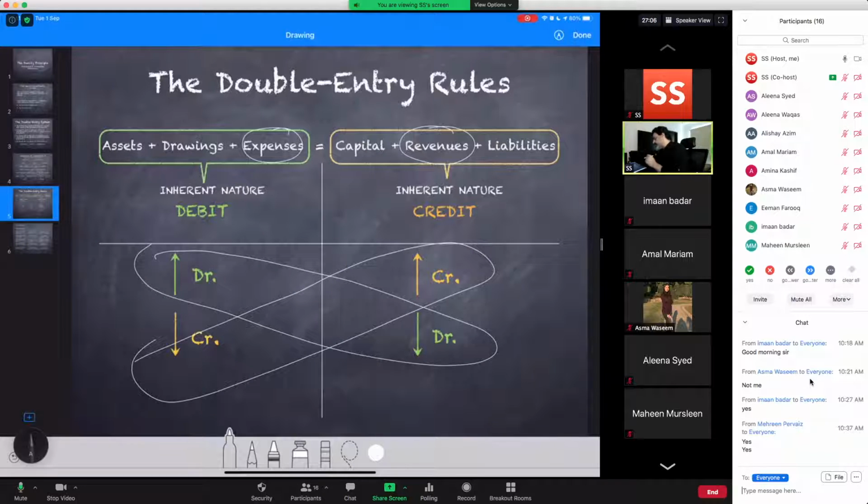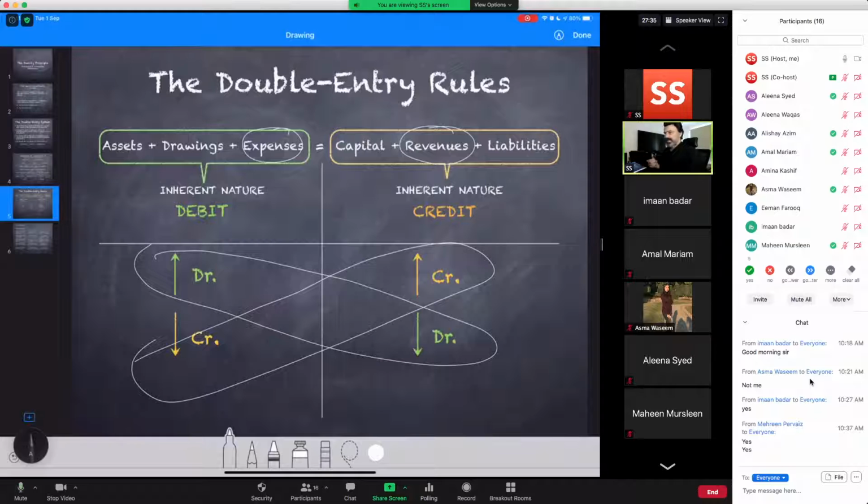So for now, you can say that your debit means increase in the asset or increase in the drawings, or decrease in your capital or liabilities. That is, debit means decrease in the obligation or increase in the assets. So do we understand the meaning of debit? Debit means either your assets are increasing or your obligations are decreasing. This is what debit means, right?